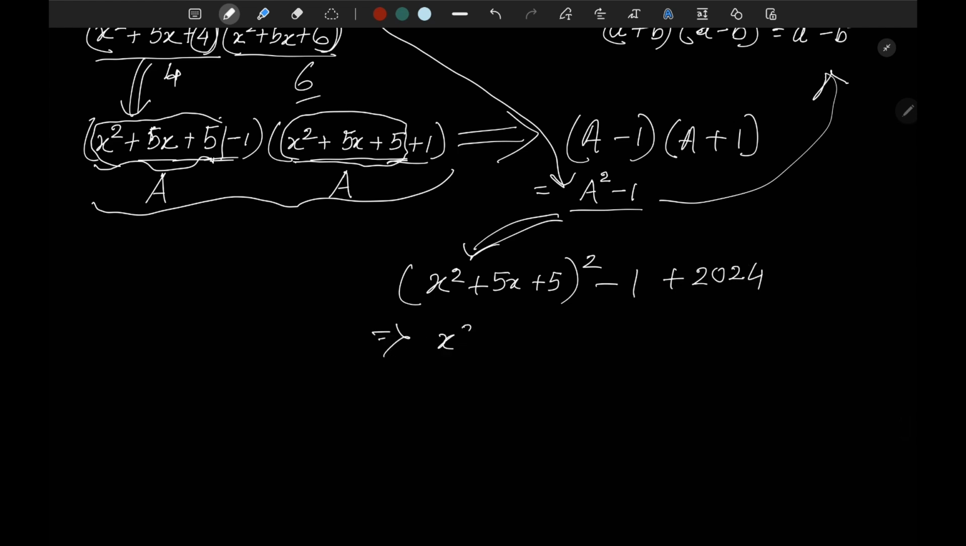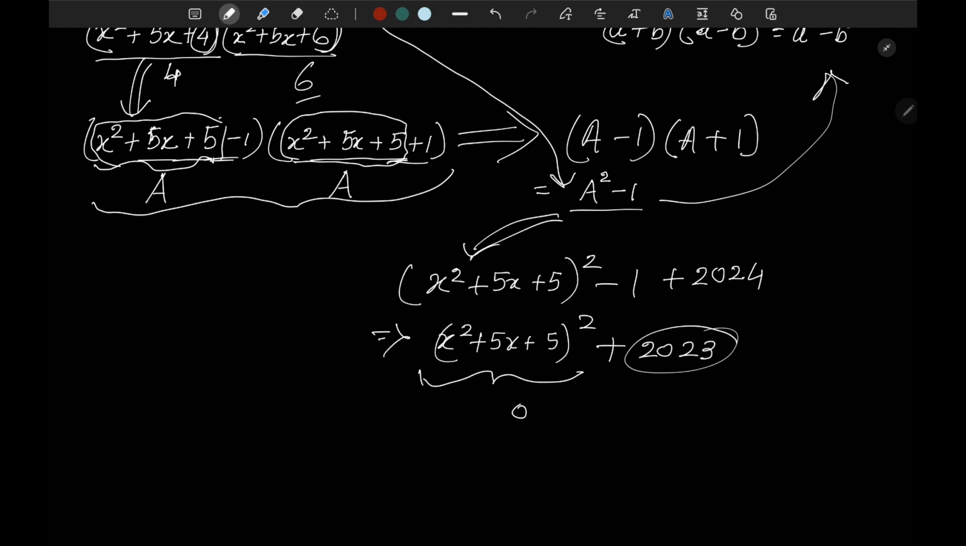Now what you have is (x² + 5x + 5)² + 2023. Notice that this is a whole square term, and for a whole square term the minimum value of that particular term is always 0. Why? Because the square of a positive number is positive, the square of 0 is 0, and the square of a negative number is also positive. So the minimum value of a square term is always 0, right?